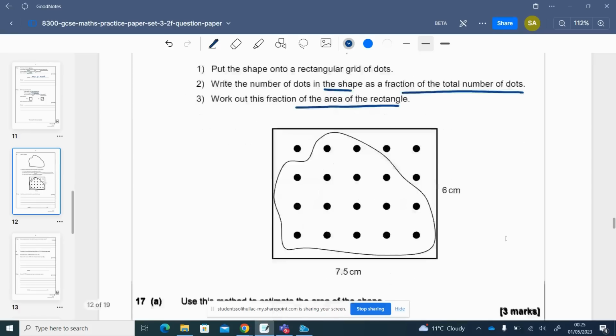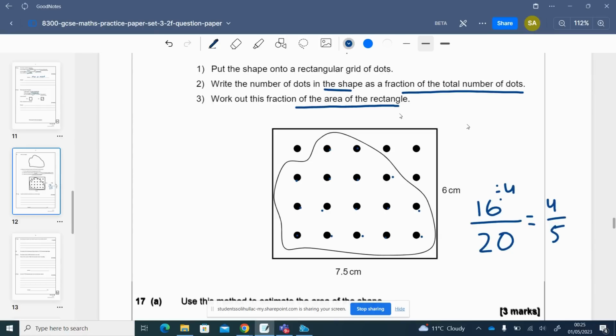Okay. So if you look at this, how do we calculate the area of the rectangle? So if we count the number of dots in the shape, that's 1, 2, 3, 4, 5, 6, 7, 8, 9, 10, 11, 12, 13, 14, 15, 16. So 16 dots out of 17, 18, 19, 20. So 16 out of 20. If you simplify this fraction, by dividing both numbers by 4, that gives you 4 over 5. Okay, so 4/5. Now work out this fraction of the area of the rectangle.